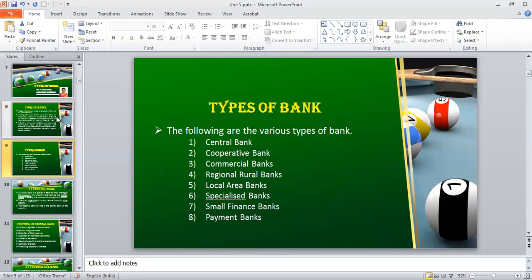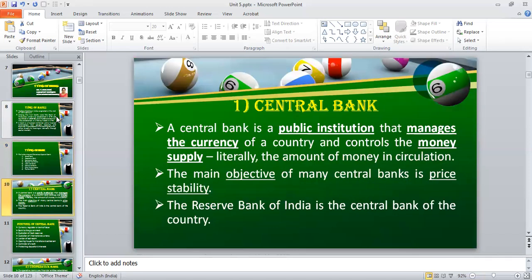There are different types of banks. Mainly, there are 8 types. One is central bank, second is cooperative bank, third is commercial bank, fourth is regional rural banks, fifth is local area bank, sixth is specialized banks, seventh is small finance bank, and the eighth is payment bank. Right? Let us concentrate on them one by one. First, we will discuss the central bank.